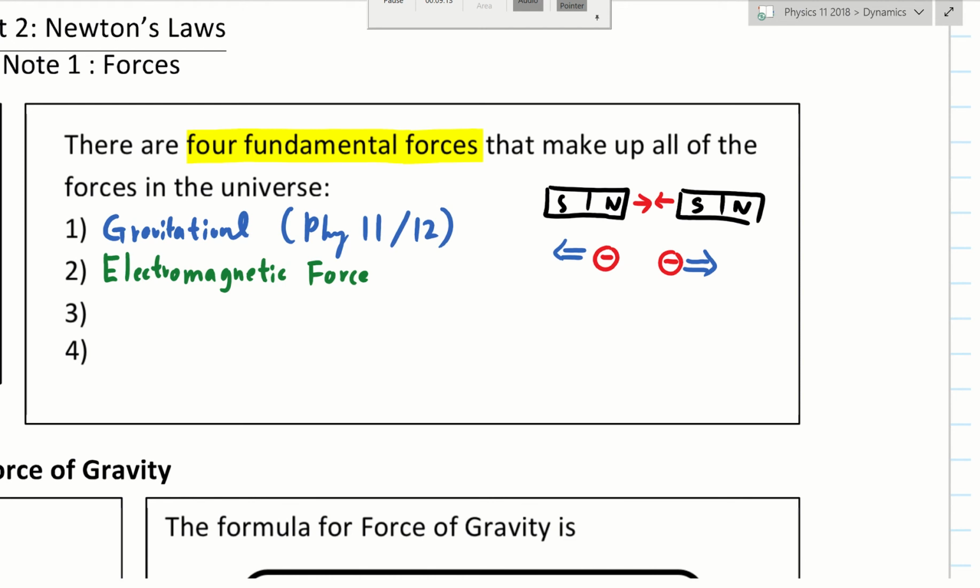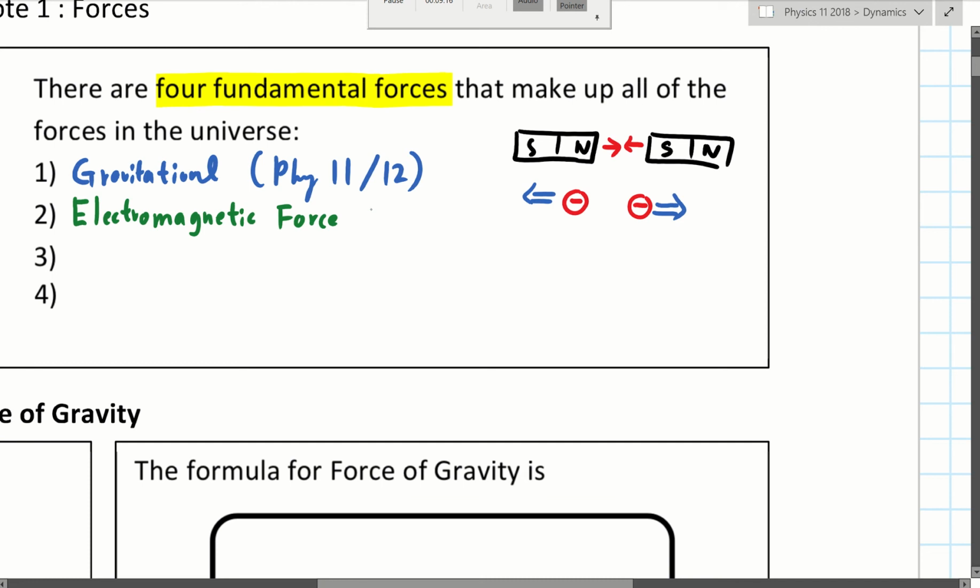So this, however, will be covered in Physics 12 only. Okay, so not this year. Electrostatic force is covered in Physics 12.